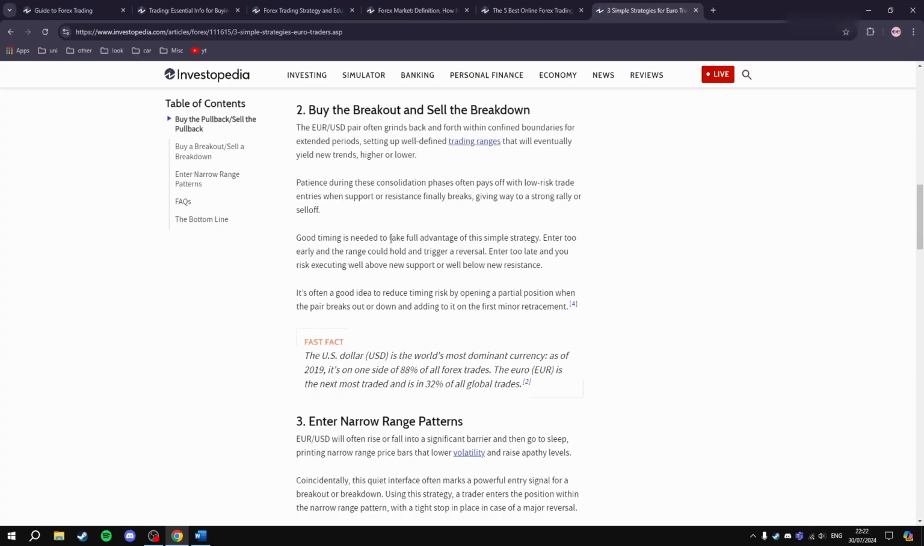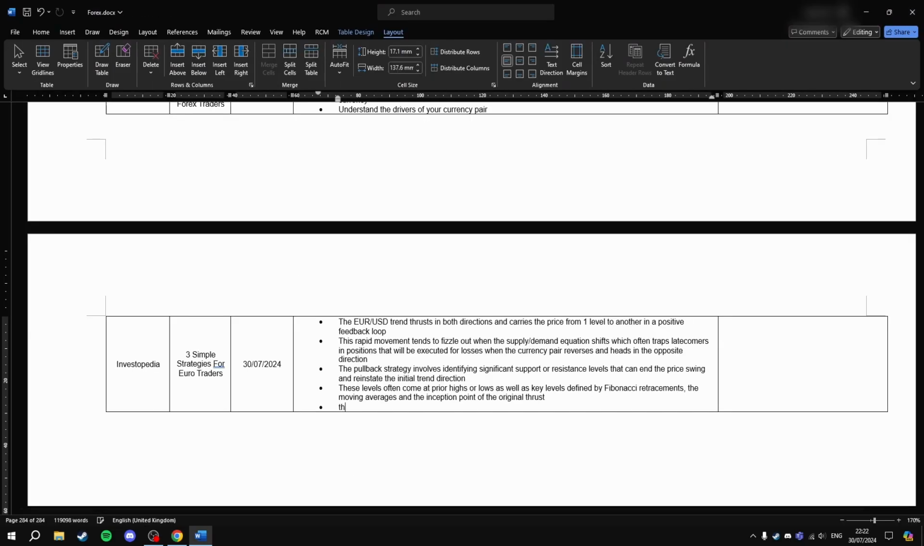Buy the breakout and sell the breakout. The Euro USD pair often grinds back and forth within confined boundaries for extended periods, setting up well-defined trading ranges that will eventually yield new trends higher or lower.